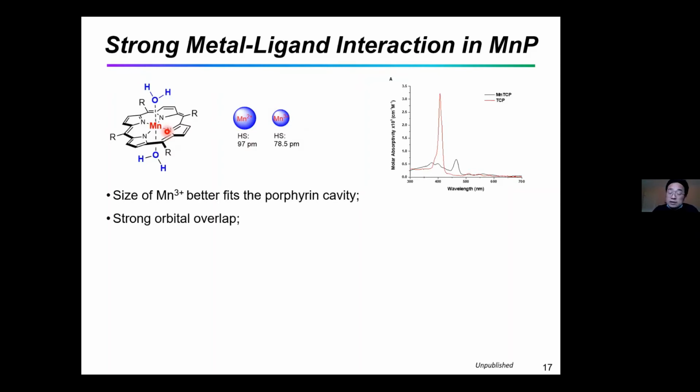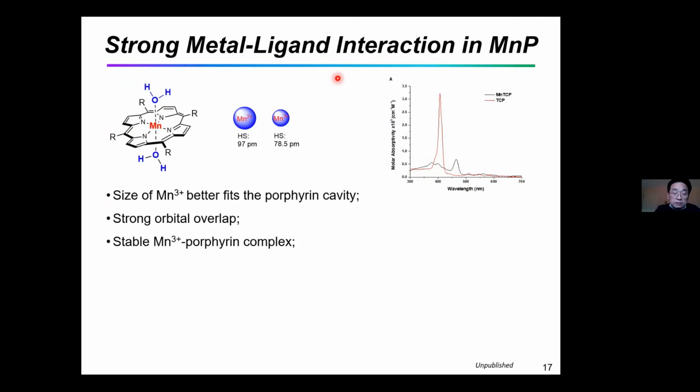Of course, this size fit leads to stronger orbital overlap, which can already be observed by UV-vis. A typical porphyrin, like the apoporphyrin or metal-free porphyrin, shows what we call the Q-band, a strong band that comes from the pi-to-pi star transitions of the porphyrin pi electrons. When you insert manganese 3+ in this case, the Q-band splits, which strongly indicates an interaction between the pi electrons of the porphyrin and the metal center.